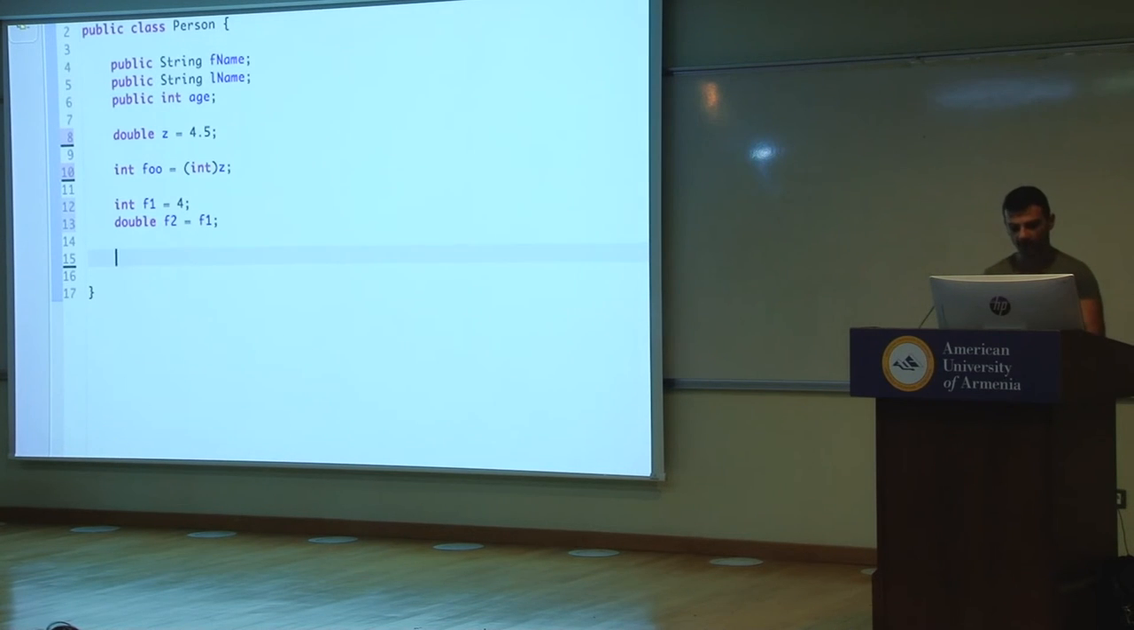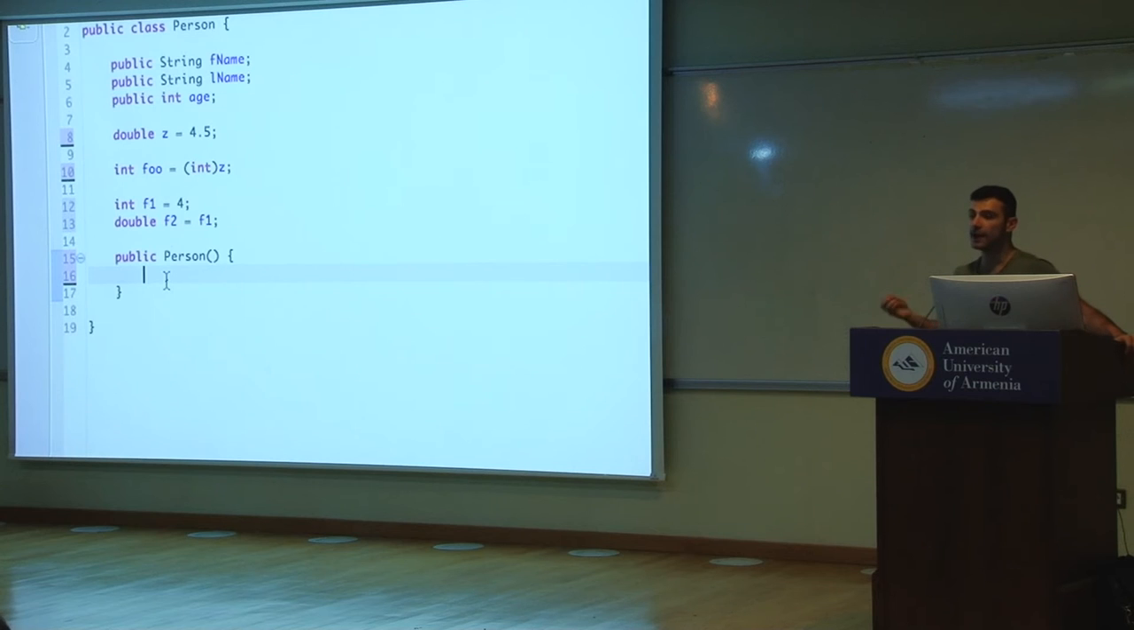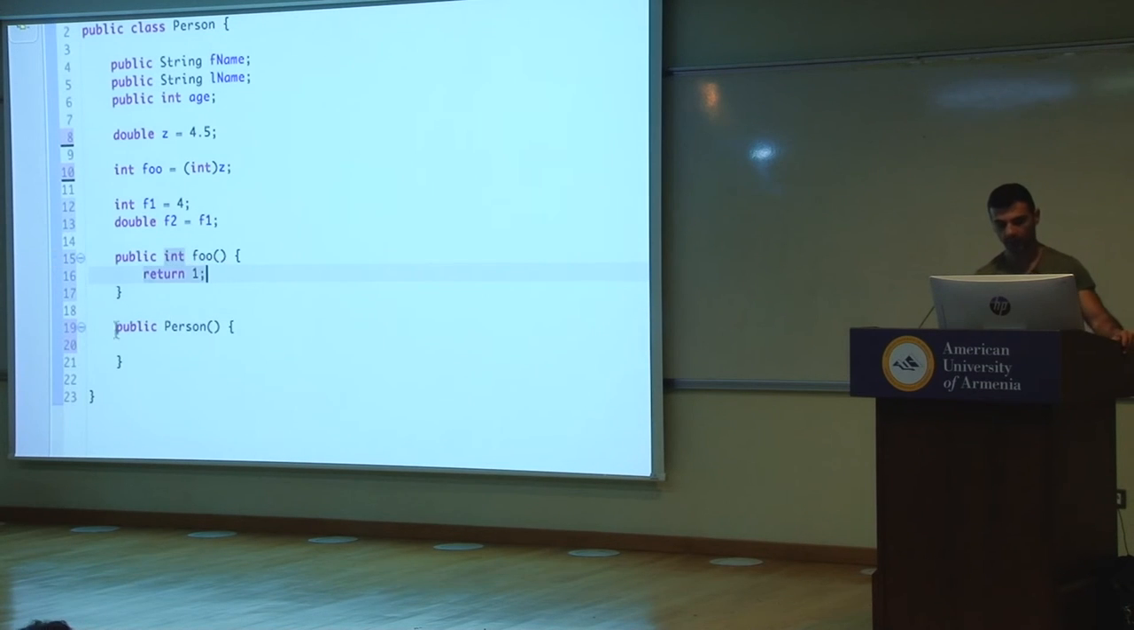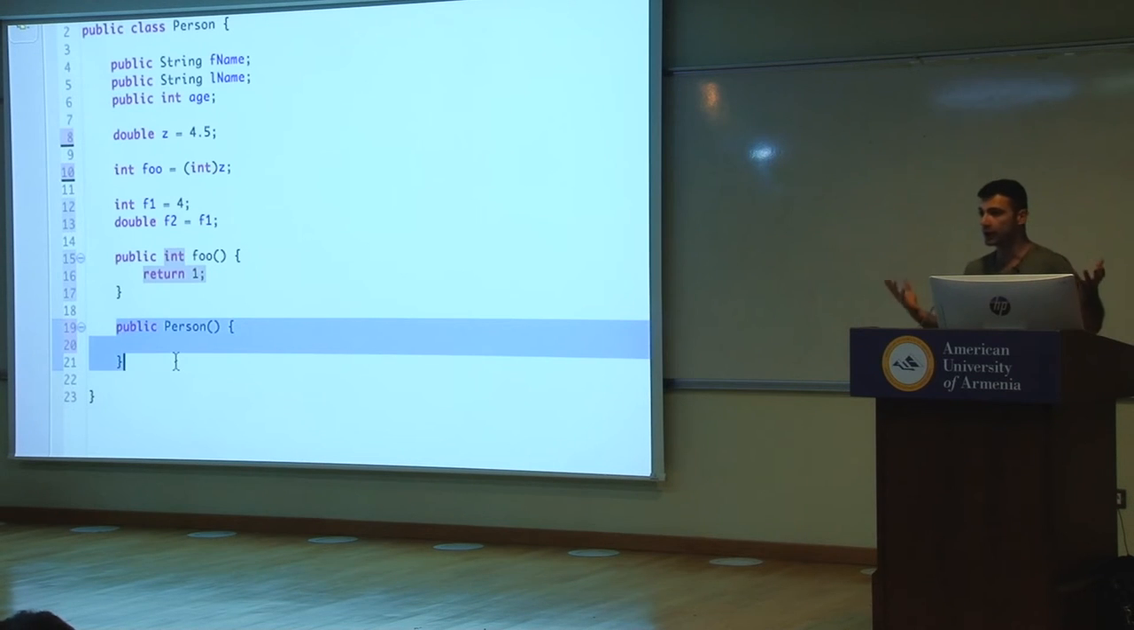So what's an example? Let's do public Person. Notice how it does not have a return type. The reason is that its return type is the constructed object. This is not a regular function, so don't confuse it with something like public int foo. It's not the same thing. This is a constructor. How do we use a constructor?